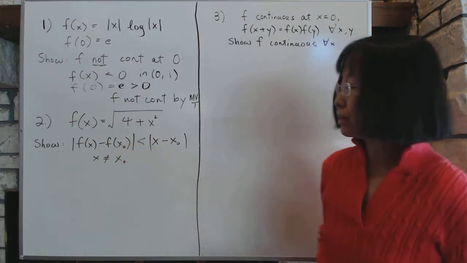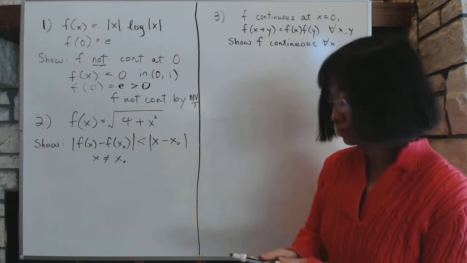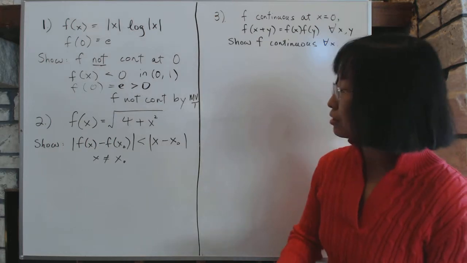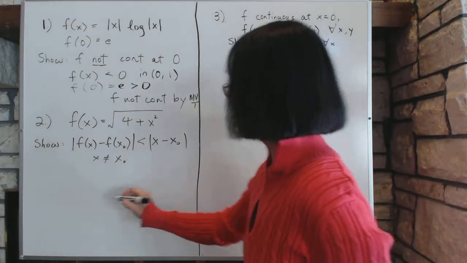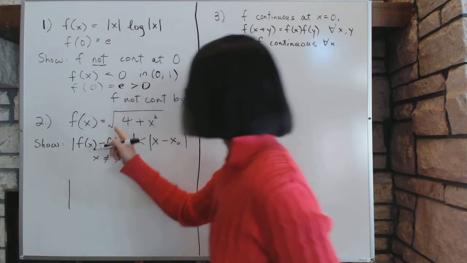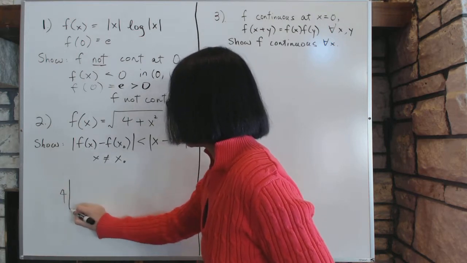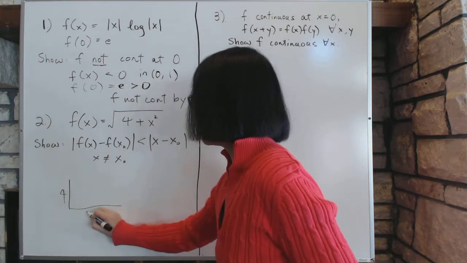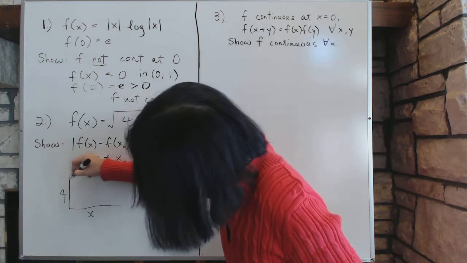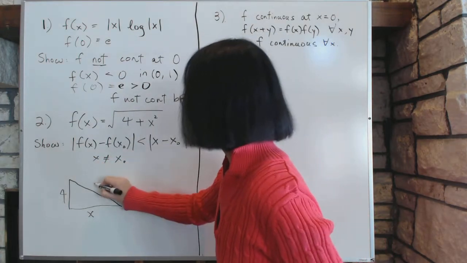To show this, because it's a square root, the algebraic manipulation will tend to be more difficult. So we're going to do this the easy way, using a geometric proof. The square root of 4 plus x squared just means the hypotenuse. If you have a triangle where one side is 4, the next side is x, then the hypotenuse is this square root we're talking about. So we'll draw it down like this, and this is f.